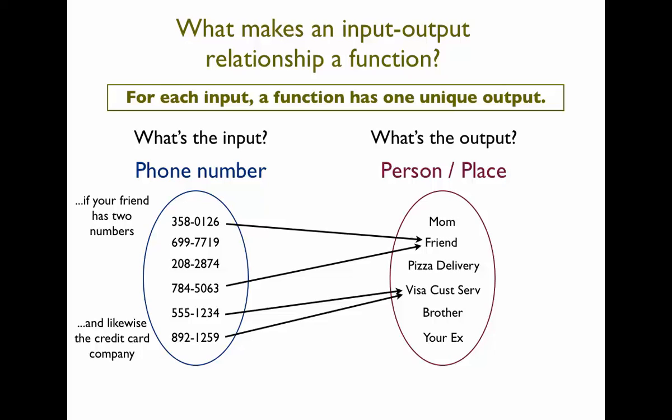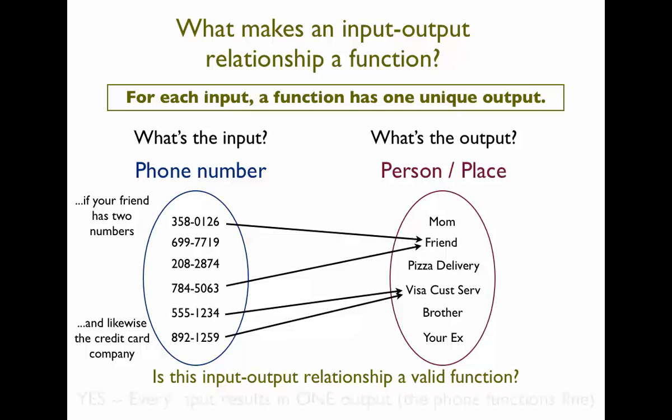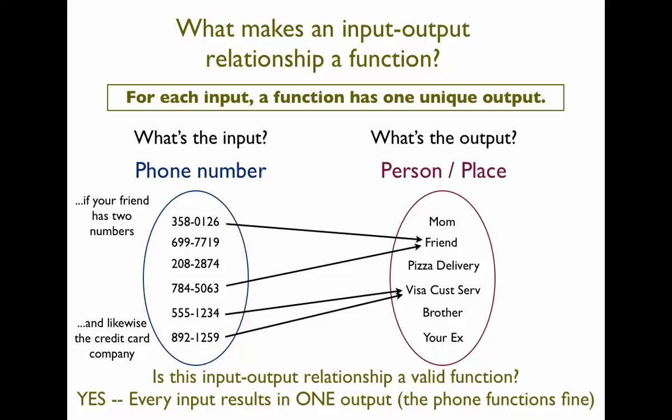That's the requirement. And for that number, it doesn't say that 2 inputs can't have the same output. What it says is, for every input, you can only get one output. And is that intact here? Is that okay? Yeah. Every input results in one output. The phone functions fine. It's a functioning phone. It's fine.